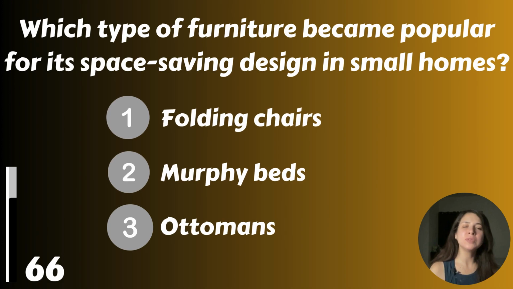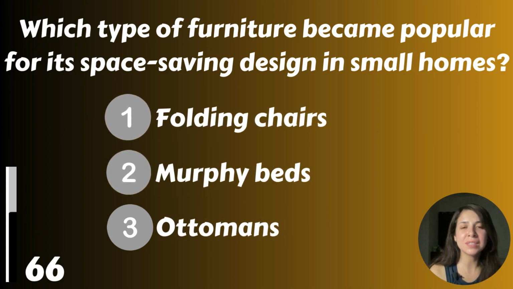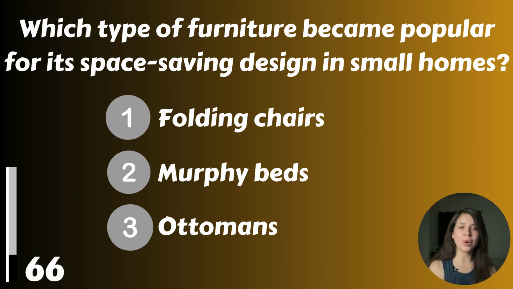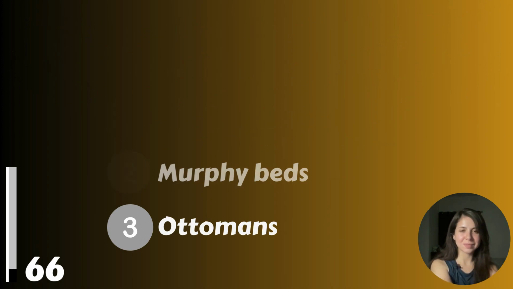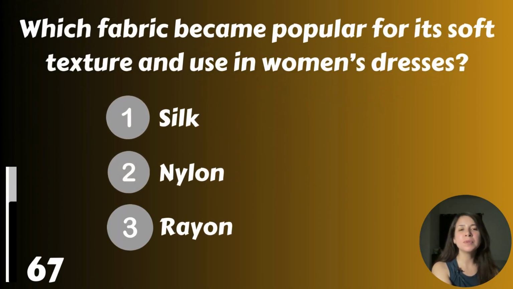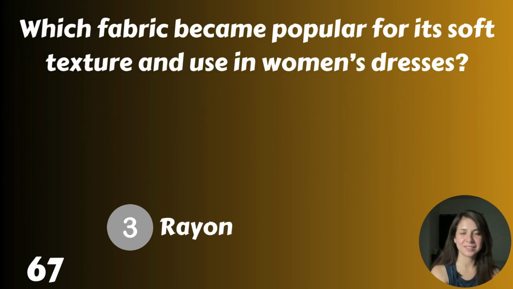Which type of furniture became popular for its space-saving design in small homes? Folding chairs, Murphy beds, or ottomans? Murphy beds. Which fabric became popular for its soft texture and use in women's dresses? Silk, nylon, or rayon? Rayon.